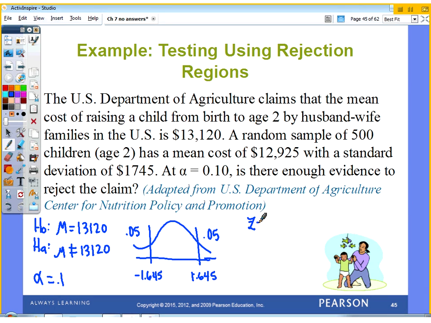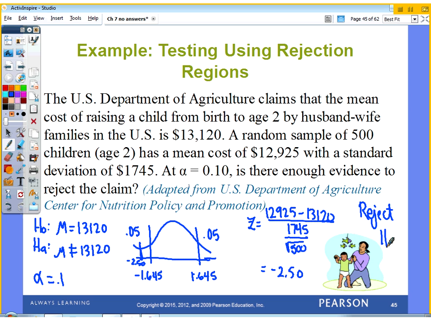Now we find our test statistic using our formula: sample mean minus the population mean, divided by the standard deviation, divided by the square root of your sample size. Putting that in your calculator, you should get a negative 2.5, and then taking that negative 2.5 and putting it correctly on your graph, it falls to the left of your critical value. So if it falls in that tail, that tells us we're going to reject our null hypothesis.